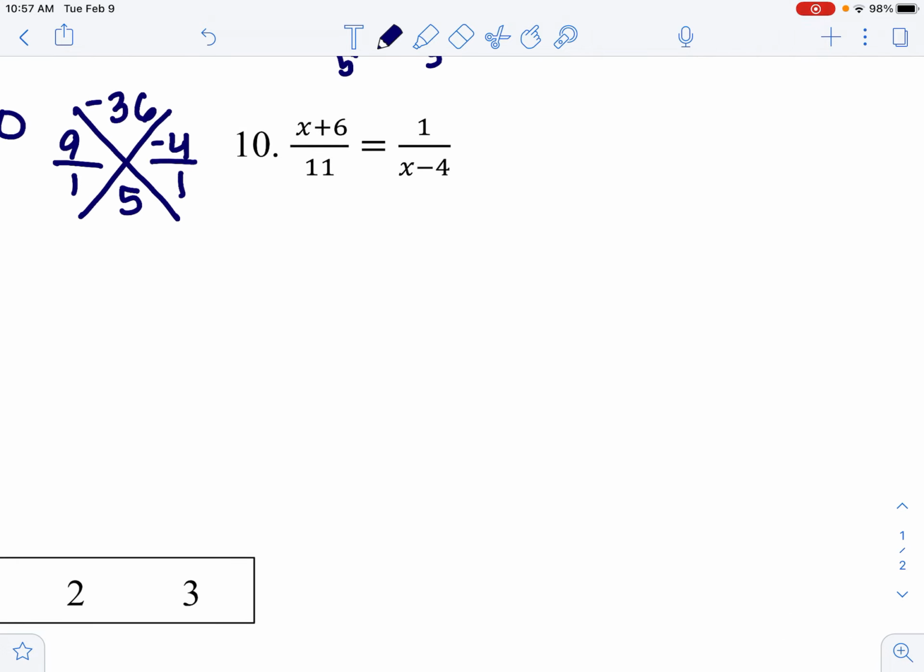All right, last one's super similar. Go ahead and pause the video and try it on your own and check back and see how you did. If you got x equals negative 7 and x equals 5, you're good. You can move on to the next set of notes. If you didn't, let's see what happened.